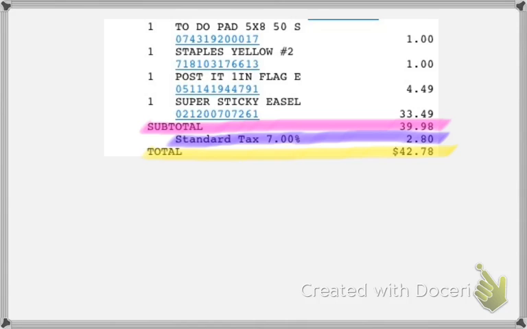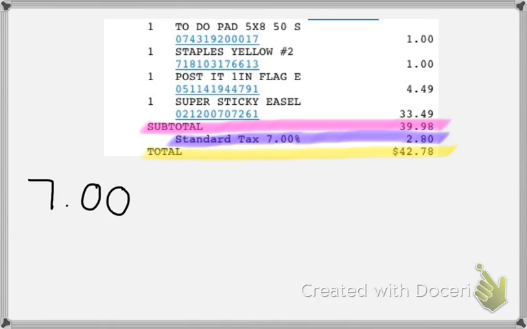Now, we are trying to do a lesson on finding the sales tax. So what we're going to do is pretend that I never told you that the tax was $2.80, and we are going to try to figure it out on our own and see if we get the same answer. The first thing that I had you do was take the tax rate and change it to a decimal. Our tax rate here is 7%.